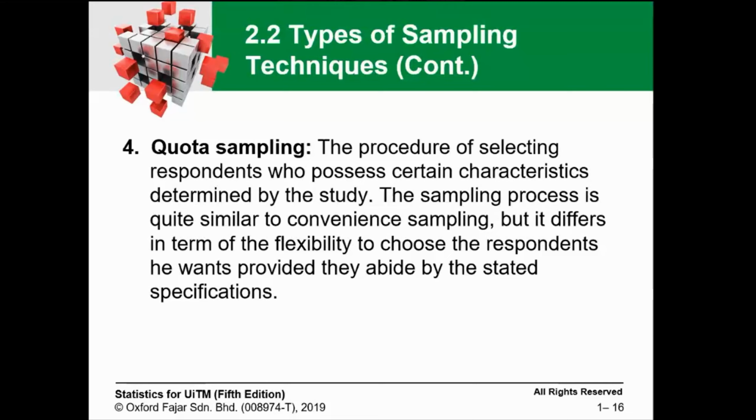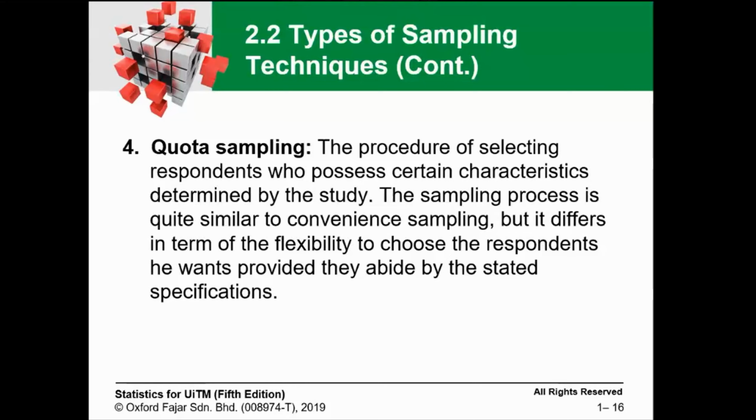You remember the convenience sampling, which is more convenient to us, but here we are adding some more details or some more restrictions by adding some characteristics. So quota sampling is somehow similar to convenience sampling, but it differs in terms of flexibility to choose the respondents, provided they abide by the stated specification.